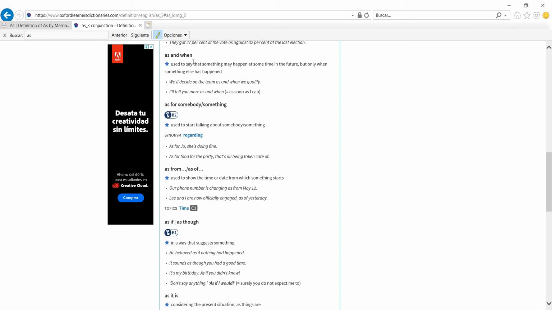So Oxford says it is used to say that something may happen sometime in the future, but only when something else has happened. So, "We'll decide on the team as and when we qualify." So very much like that idiom, "We'll cross that bridge when we come to it." "I'll tell you more as and when, as soon as I can," right? This is used elliptically, right? So we can say also, as Birchfield says here, "when possible" or "eventually," right?